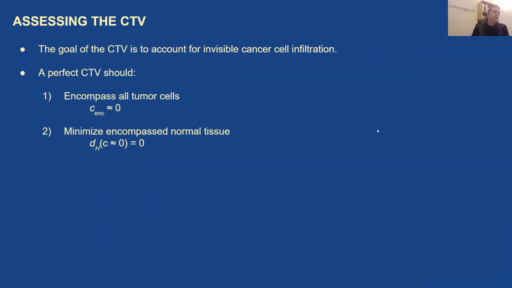So the perfect CTV should encompass all tumor cells. This means that C encompassed should be close to 0. And the minimized encompassed normal tissue, which means that the Hausdorff distance should also be close to 0, in particular for as low cell concentrations as possible.